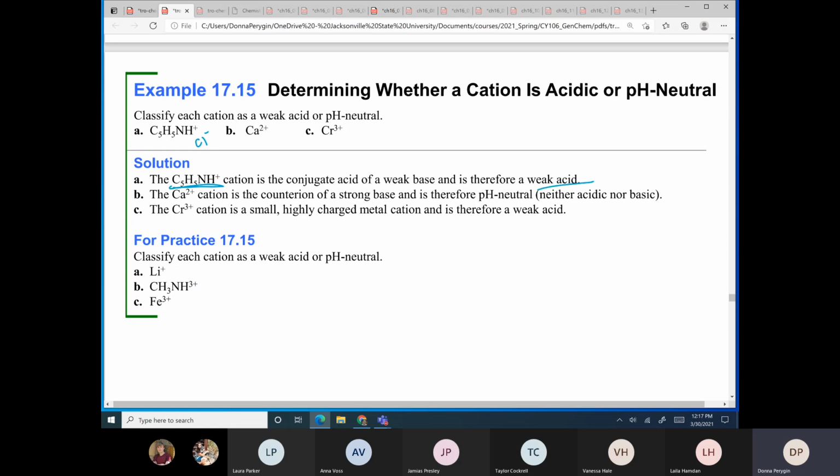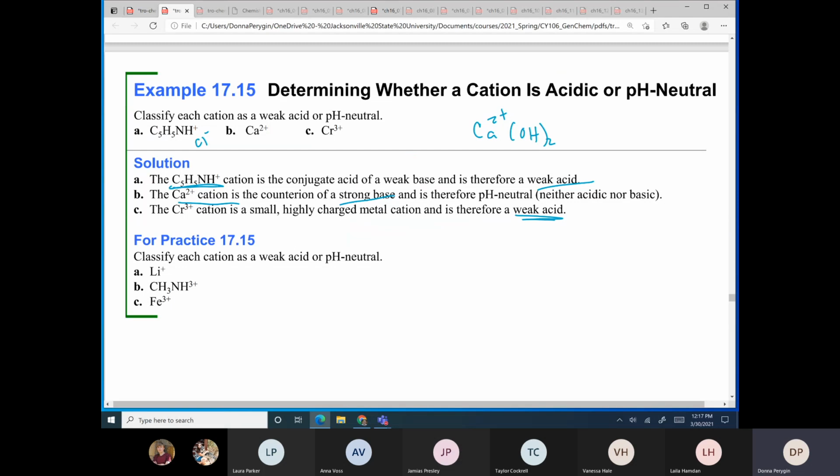Okay. The Ca2 plus cation is the counterion of a strong base and is therefore pH neutral, because remember, calcium hydroxide is a strong base, so the Ca2 plus is going to be pH neutral. Okay, the Cr3 plus cation is a small, highly charged metal, just like aluminum, and therefore, because it hydrates itself, it increases the H plus concentration, and it acts as a weak acid. So classify each cation as a weak acid or pH neutral.